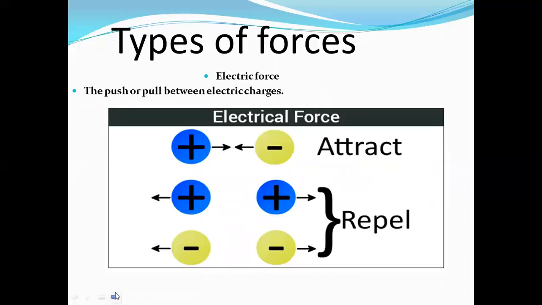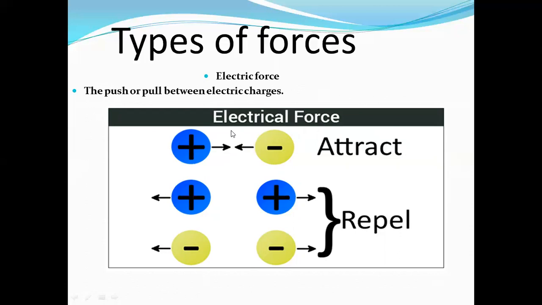The next is electric forces. It is the push or pull between the electric charges. Push or pull will be in the form of attraction or repulsion. For example, if we have two oppositely charged bodies, say one is a proton and the other is an electron. Proton has a positive charge, electron has a negative charge.